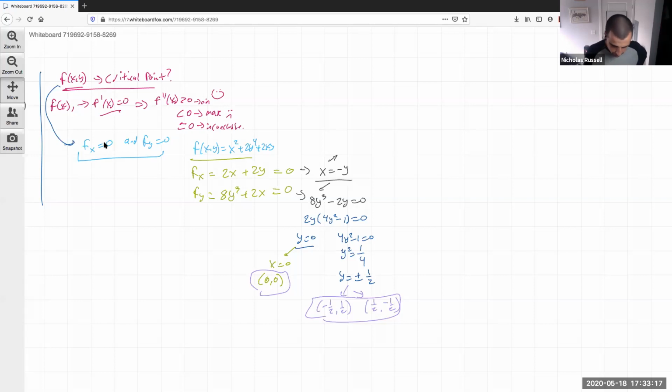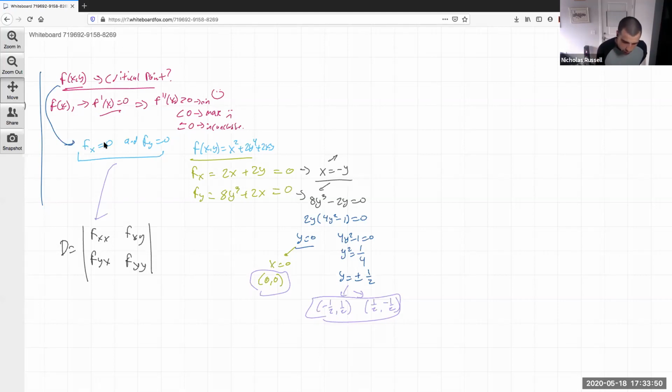Now, how do we classify them? Well, we have some form of second derivative test, but we want to think about that. We have so many different second derivatives in 2 dimensions, right? I have fxx, fxy, fyx, and fyy. So I have this one, this one, this one, and this one here. What we do is take a combination of them. We actually take the determinant of this matrix. This matrix is called a Hessian, for those of you who are wondering.